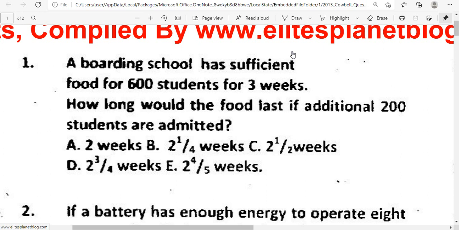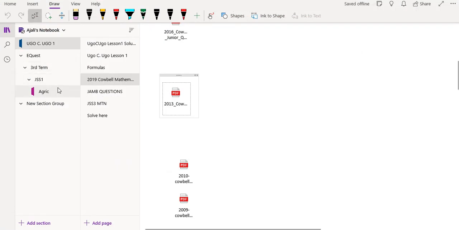Okay, everybody read. The boarding school has sufficient food for 600 students for 3 weeks. How long would it last if an additional 200 students are admitted? So this boarding school has 600 students. Then 200 students were admitted. Extra 200 were admitted. So it means from 600, the number of students goes to what? 800.